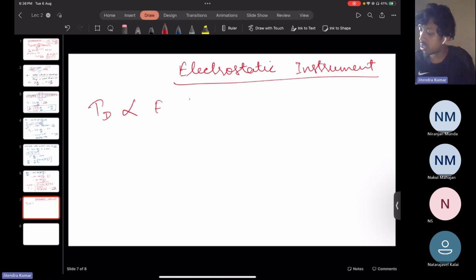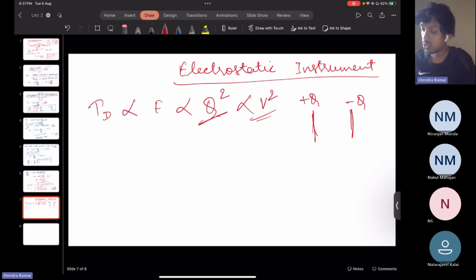And force is proportional to charge in what way? Q square. Why Q square? Because from Coulomb's law also, if you see, there are two plates, plus Q and minus Q. There will be force, and this force will have the magnitude with Q square, right? And charge will have a dependency on voltage. The more charge there is, the more voltage. So it will be proportional to voltage. So finally, we can see that torque is varying with V square. I hope it is fine.